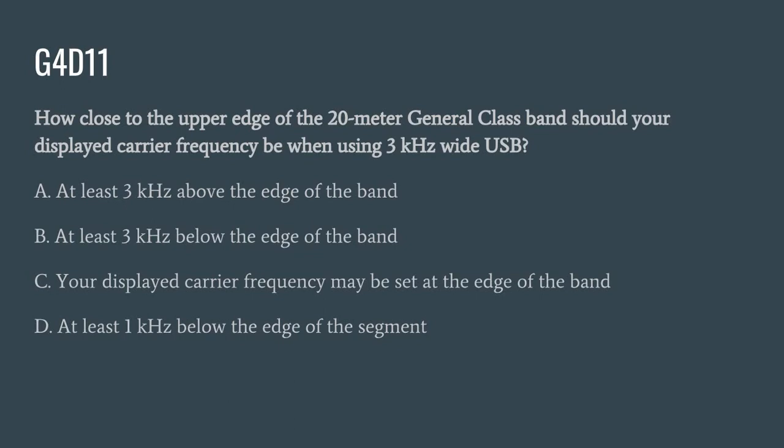G4D11, how close to the upper edge of the 20 meter general class band should your displayed carrier frequency be when using 3 kHz wide USB? A, at least 3 kHz above the edge of the band. B, at least 3 kHz below the edge of the band. C, your displayed carrier frequency may be set on the edge of the band. Or D, at least 1 kHz below the edge of the segment. Correct answer here is B, at least 3 kHz below the edge of the band.